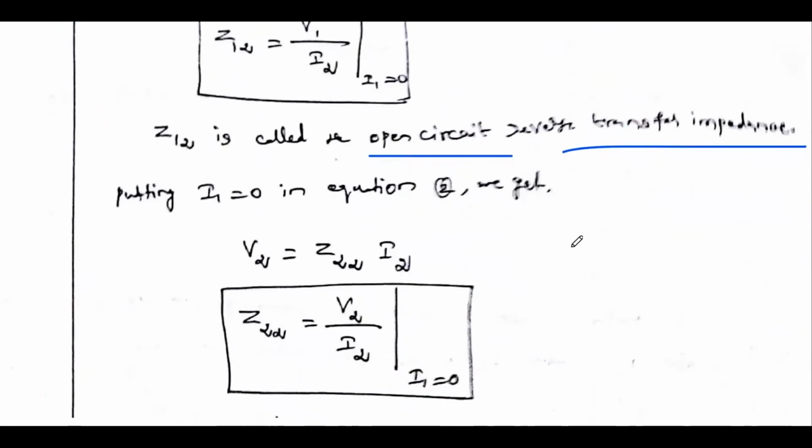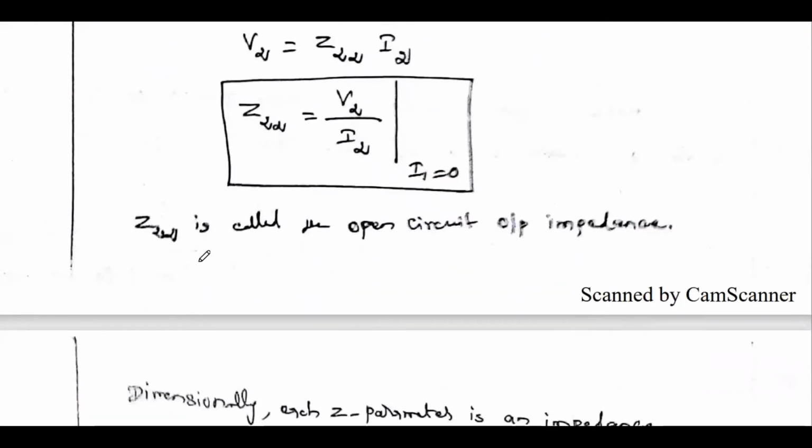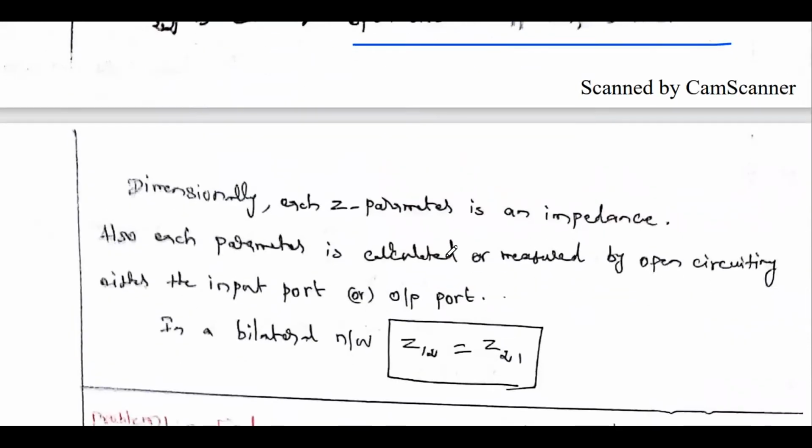Okay. Similarly, we have to substitute I1 equal to 0 in equation number 2. We can get V2 equal to Z22 into I2. From that, Z22 is calculated as V2 divided by I2 under the condition of I1 equal to 0. So what is Z22? It's a ratio of output voltage by output current, so it is called the open circuit output impedance. Okay, so the four parameters are calculated.